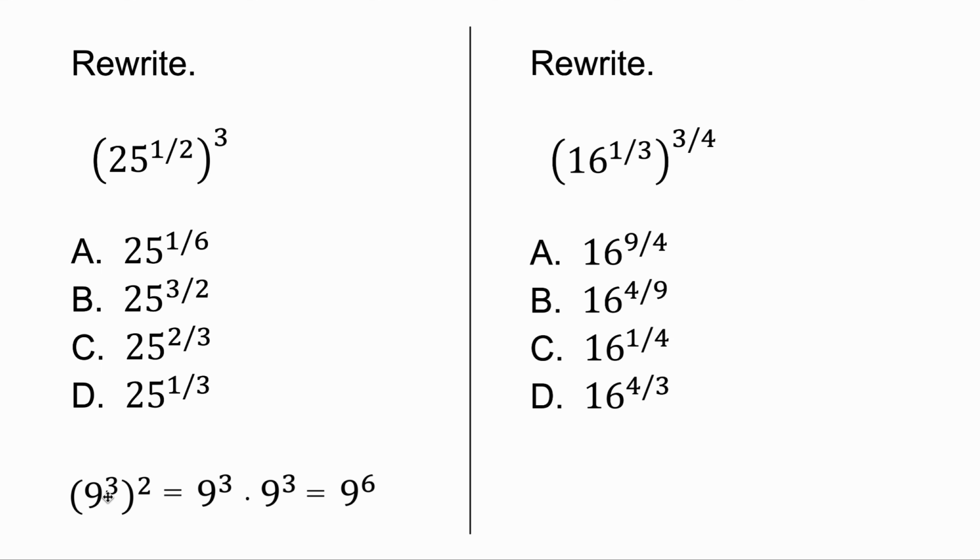So what was the shortcut? When you've got a power to a higher power, just multiply those together, and that'll get you to the final answer the fastest.